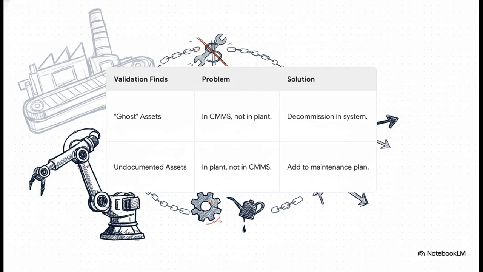walk down, I can almost guarantee you're going to find two things. First, ghost assets. This is equipment your system thinks is there, but it was actually removed a long time ago. You're wasting time and money planning maintenance for ghosts that are haunting your system. And second, undocumented assets. This is new equipment that's running right now but was never put into the system. It's a ticking time bomb, not getting maintained, just waiting to fail.